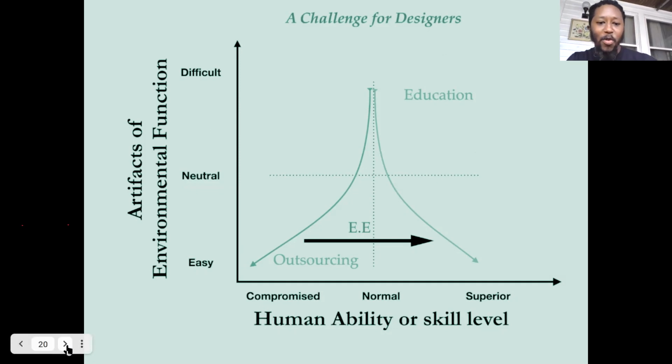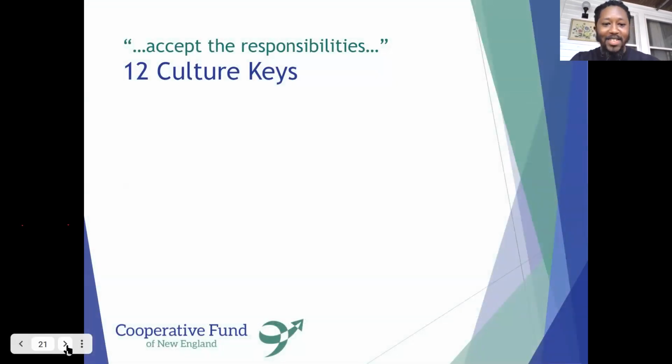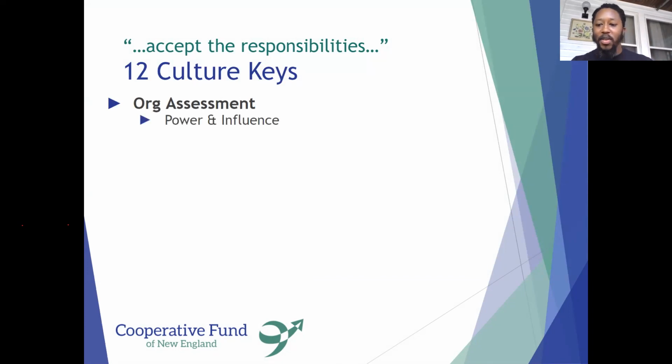And so I'll go quickly here as I'm out of time. The final piece is a tool to help you as a member decide how to accept responsibilities, and it's called the 12 culture keys. The first you want to think about is power and influence. You show up to this organization, how is power and influence exhibiting itself? Is it one person talking a lot? Is it more democratic? How are roles defined? Are they clear? Are they constantly shifting?